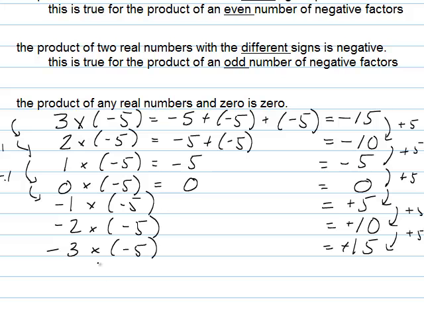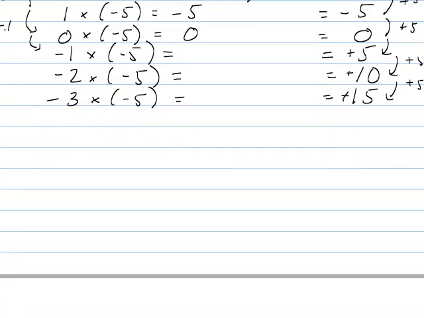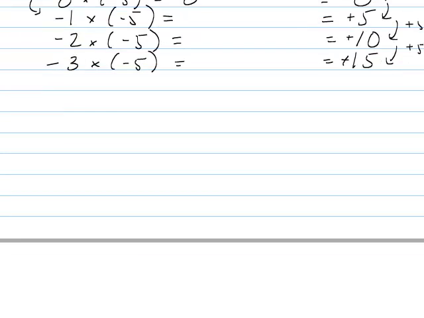You can see here that we have two negatives, and the product of two negatives is going to give us a positive. And that's true for any even number of negative factors. So let's look at some more examples here of some problems using multiplication.